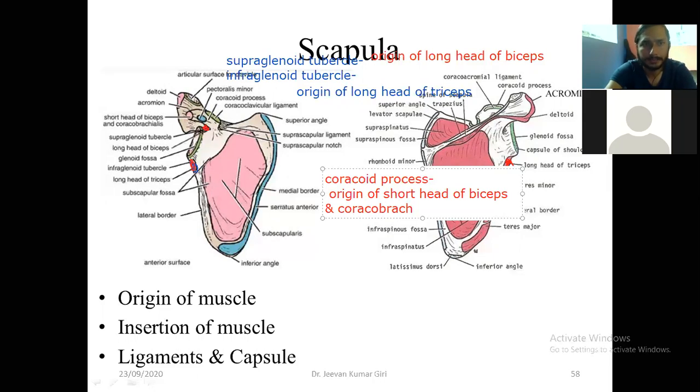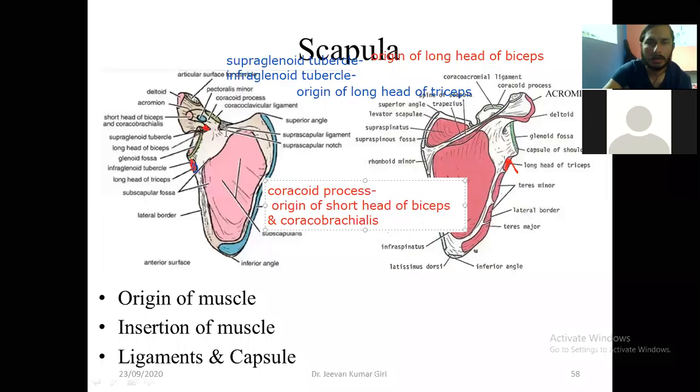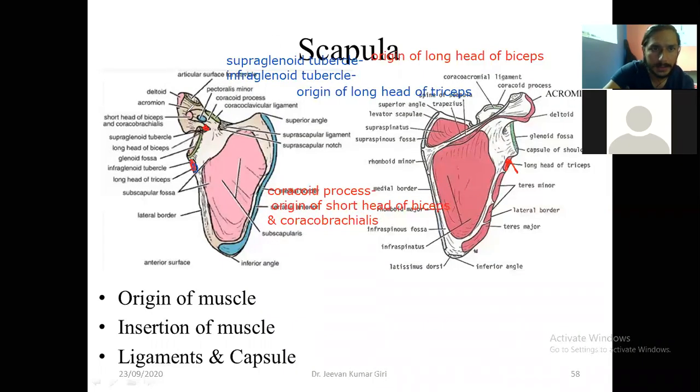Coracobrachialis. Okay, so this is the attachment on the coracoid process. Now you know this coracoid process. See here, so this is the coracoid process. So see, this is the site of attachment of the muscle. So here is the short head of biceps and the coracobrachialis muscle is here. Okay, at least you remember this much.